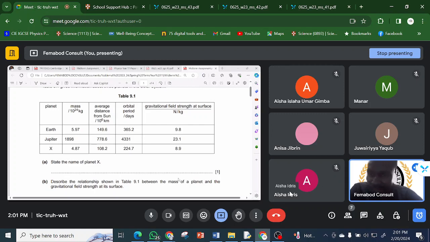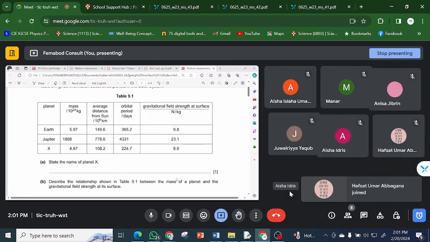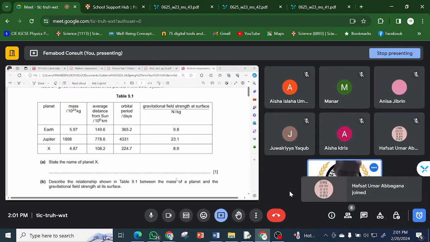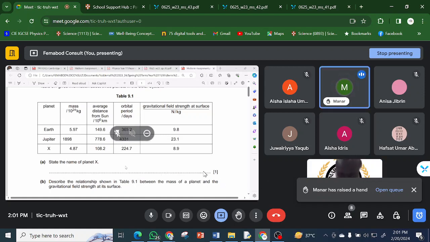Look at the values. The mass of the Earth is 5.97 and the gravitational field strength is 9.8. The mass of Jupiter is 1898 and the gravitational field strength is 23.1. The mass of X, which we have identified as Venus, is 4.8 and the gravitational field strength is 8.9. So what is the relationship between the mass and the gravitational field strength? I think the higher the mass of the planet, the higher the gravitational field strength at the surface.